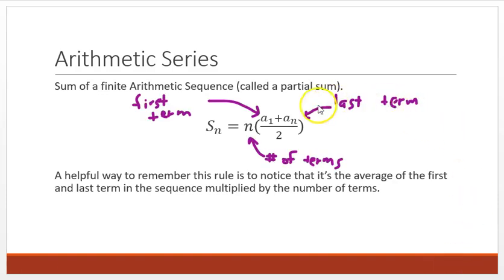I went ahead and wrote in what each of these variables is referring to as well, just to make sure you guys understand what numbers you're plugging in where. So the last term, the first term in the sequence, and then n is the number of terms in the sequence.